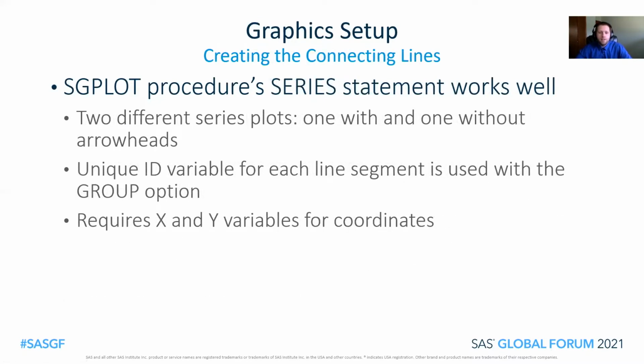Creating the connecting lines is done with series statements. I use 2 different series statements, one with and one without arrowheads. I use unique ID variables for each line segment, and I use the group option so I don't have any of my lines actually connecting to each other. I just found it was easier to control just by having the start and end points for every line separate. And then I have X and Y variables just for the coordinates of each line.